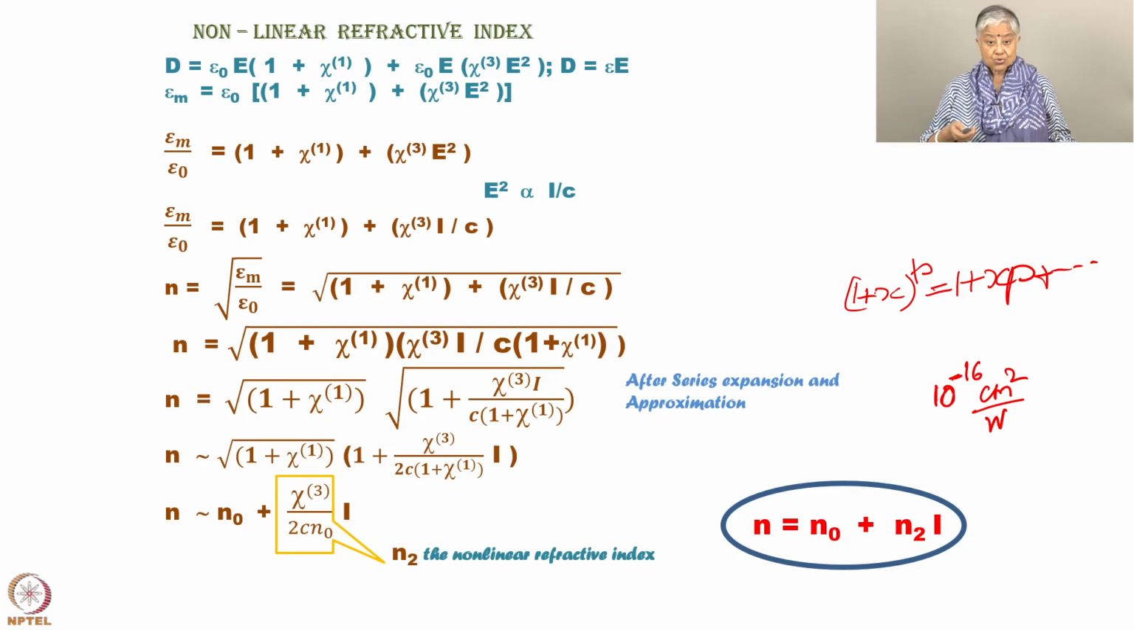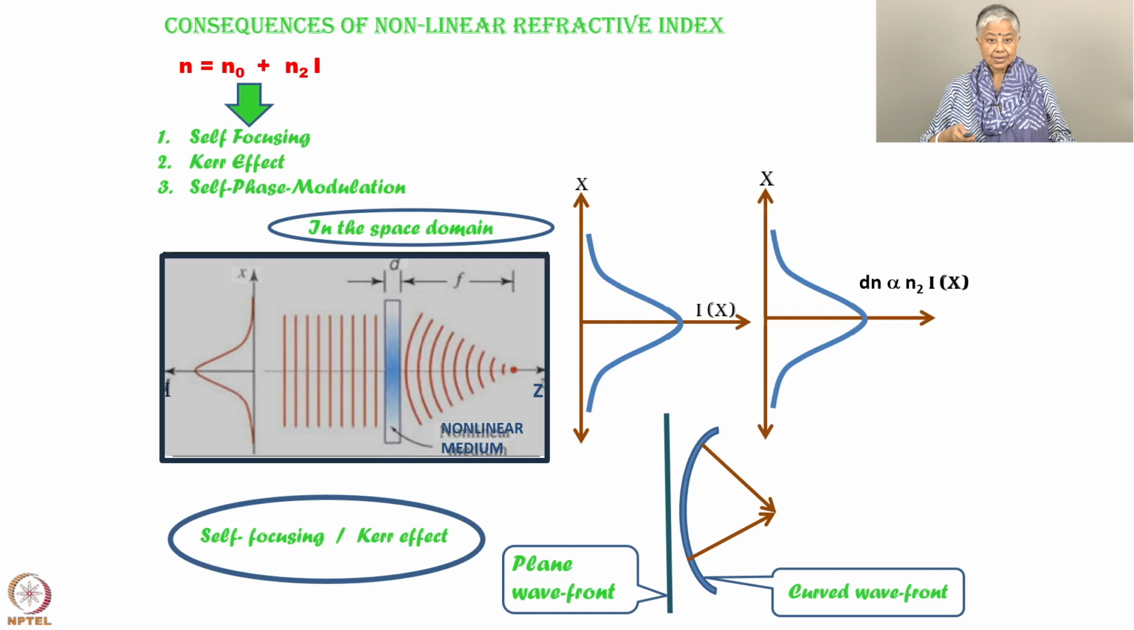So, here we go, why lasers induce nonlinear optics so much, just because of its intensity. Now, let us see what are the consequences of this nonlinear refractive index. Okay. This nonlinear refractive index n, equal to the final refractive index n0 plus n2 I, will give rise to self-focusing, Kerr effect, self-phase modulation.